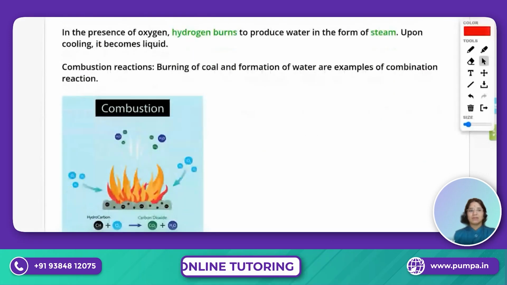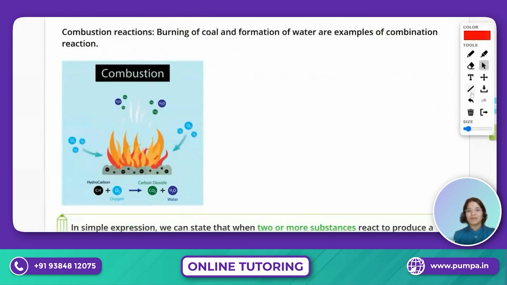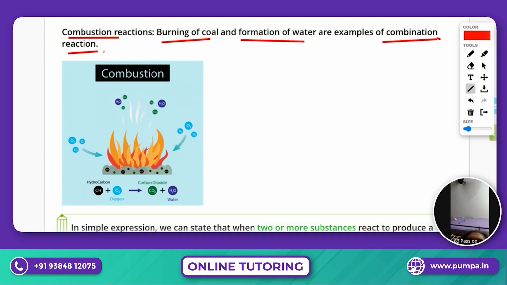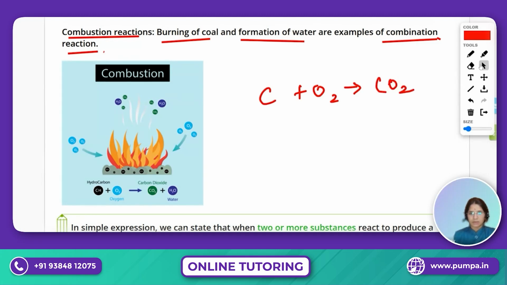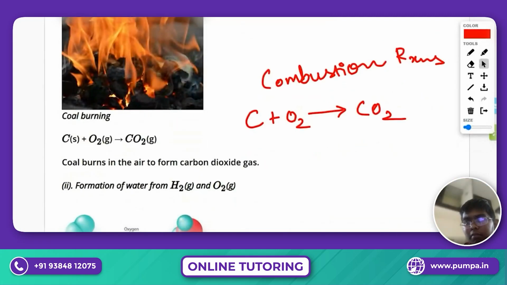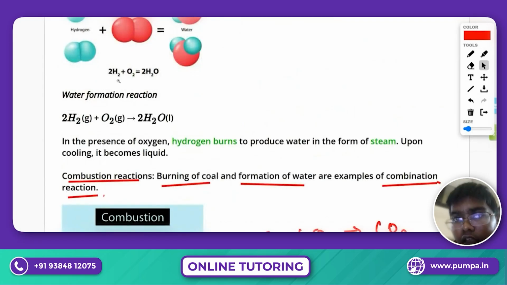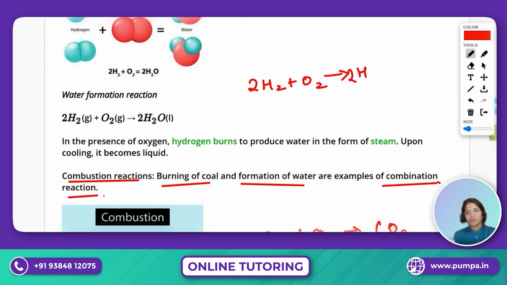So in this reaction, we saw the combustion reaction examples of burning of coal and formation of water. These are also called combination reactions. Ma'am, in the first example, coal plus O2 is forming CO2. And for formation of water, H2 plus O2, 2H2 plus O2 forming 2H2O.